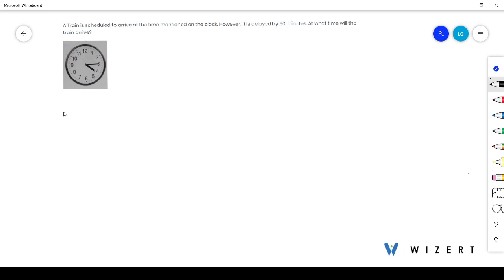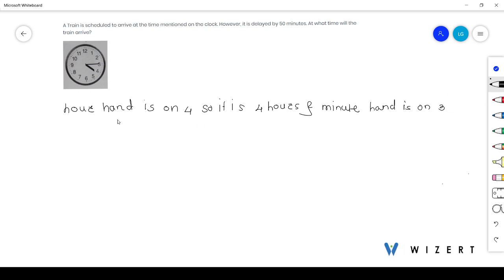Firstly, let us find the time mentioned on the clock. We know that our hour hand is on 4 here. So, it is 4 hours. And the minute hand is on 3. That is 15 minutes. So, the time will be 15 minutes past 4.